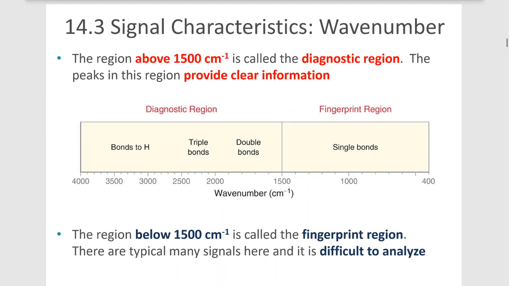So the region above 1500 is called the diagnostic region. The peaks in this region are easier to interpret because there's generally less information in that region. Below 1500 we have the fingerprint region, where the molecule can exhibit a lot of different peaks depending on the specific molecule you have. If you have a library of compounds, the fingerprint region will give a specific spectrum for that molecule, and you can run your sample against a library in order to determine what your molecule is. It's often difficult to analyze, and we don't usually look for a lot of information in that region, but we can get some information from it.